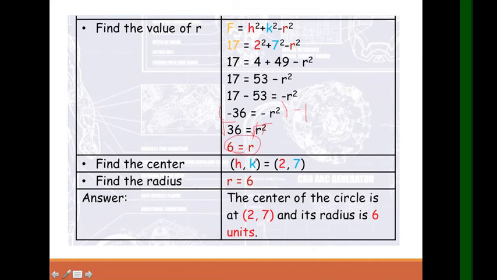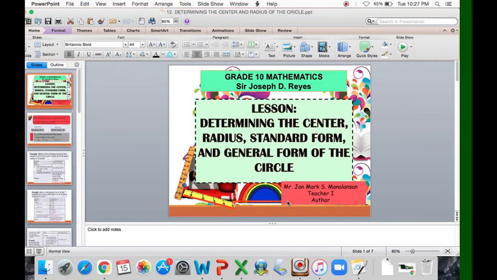Therefore, h and k is equal to 2 and 7, and r is equal to 6. Thus, the center of the circle is (2, 7), and the radius is 6 units. So, that's all about the lesson on determining the center, radius, standard form, and general form of the circle.